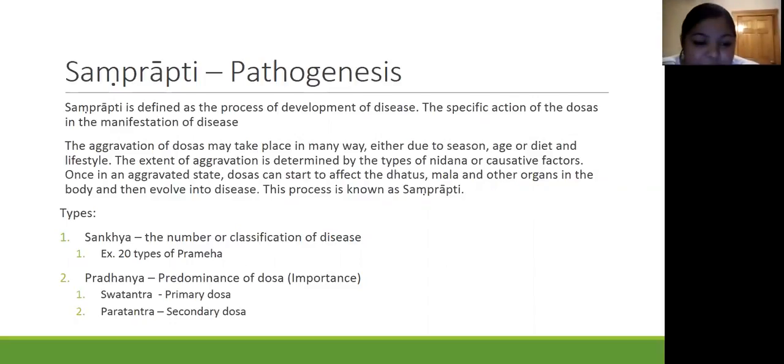Okay, the next is pradhanya. In pathogenesis, we always need to know the predominance of doshas. So this is my example of the frozen shoulder: which one is predominant, or which one comes first. That is the swatantra, the primary dosha, and the paratantra, the secondary dosha. Or in the example of chikungunya, where you have all three doshas, which one is first, which is second, and which is third. We need to determine that, and that's why we look again at the stages of samprapti.